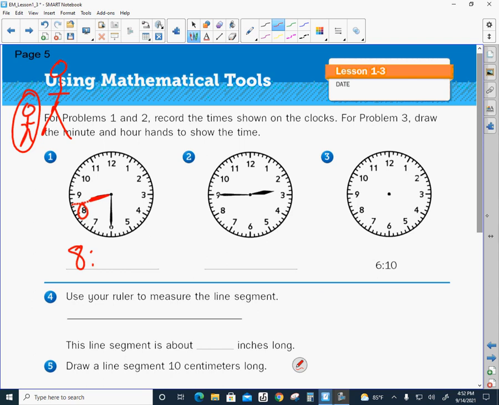And then big hand, now that I'm big, I can count by 5s. I always start up here, that's my 0, 5, 10, 15, 20, 25, and 30. So you should have had 8:30.